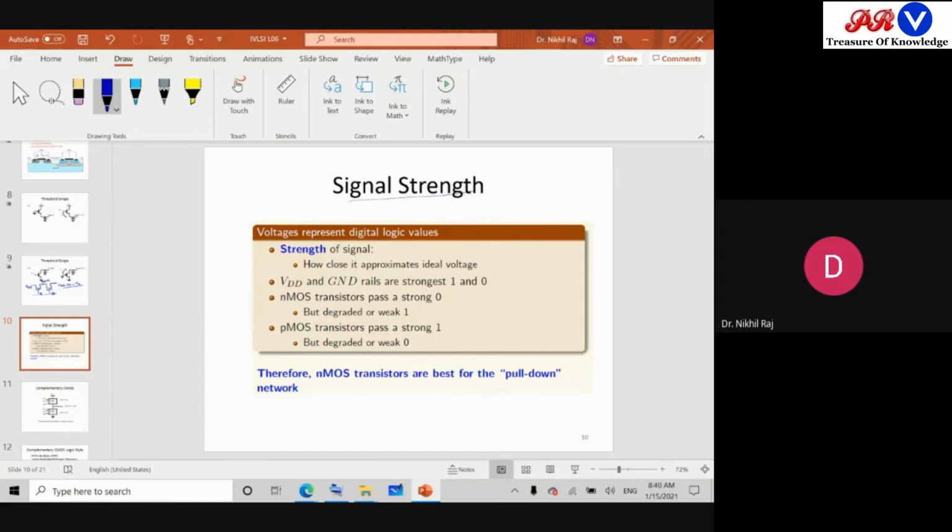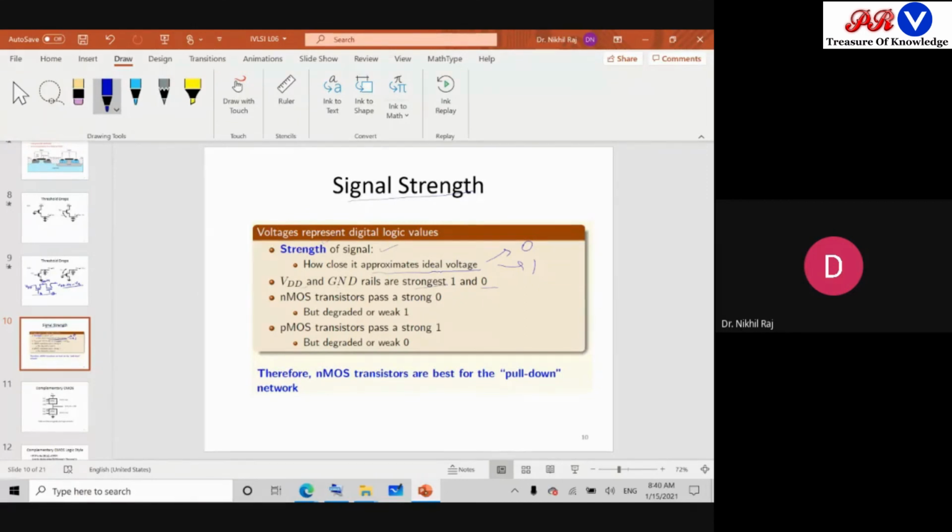So why are we doing these things? We are doing them because we are worried about the signal strength. Fine. So what is signal strength? The strength of a signal says how closely it approximates the ideal voltage. Ideal voltage can be 0 or 1. How closely it approaches the ideal values shows the strength of a signal. And what are those? That is our VDD and ground. VDD is said to be the strongest 1 and ground is said to be the strongest 0.